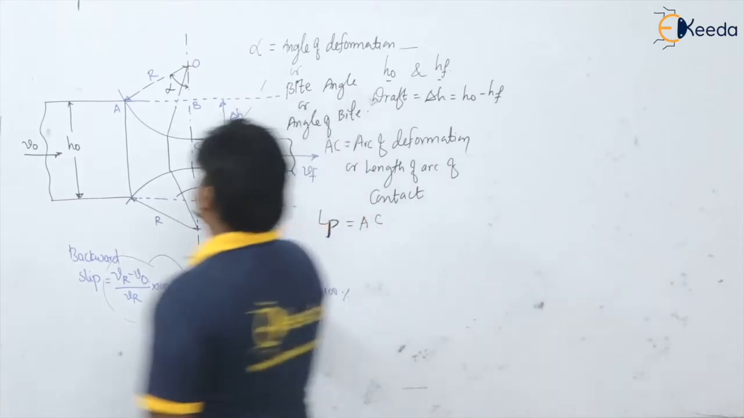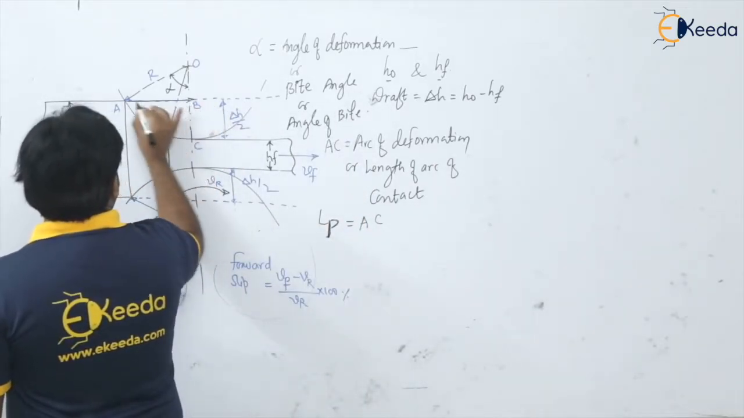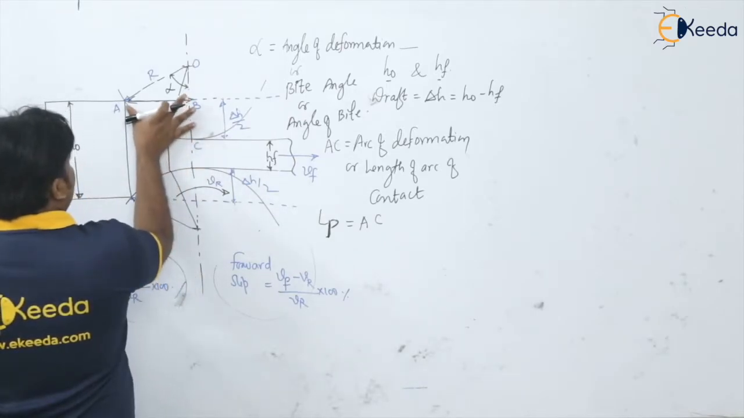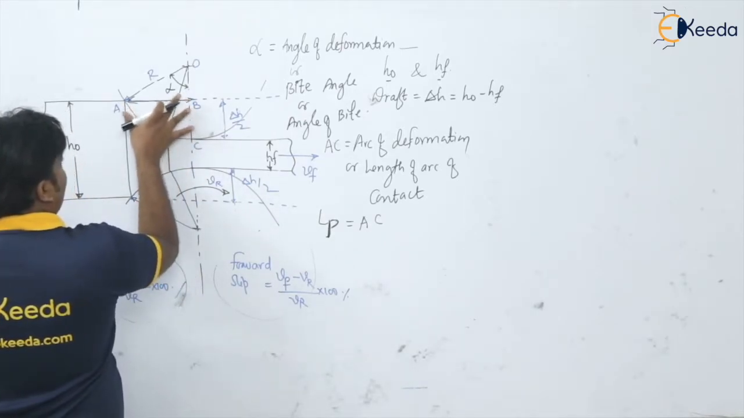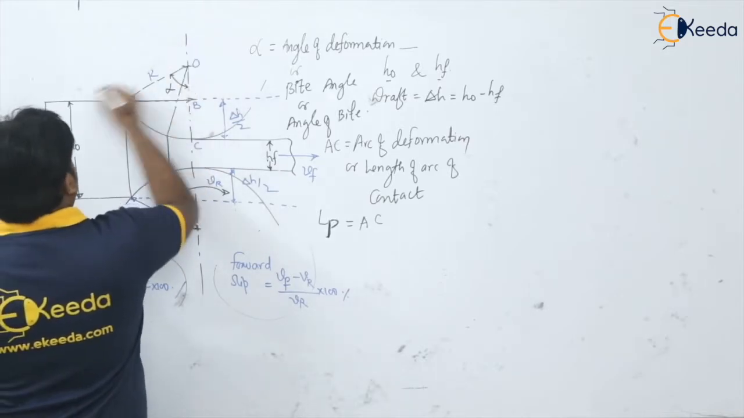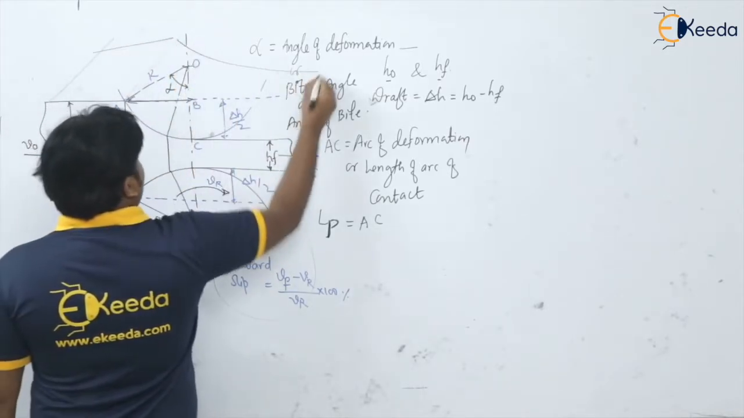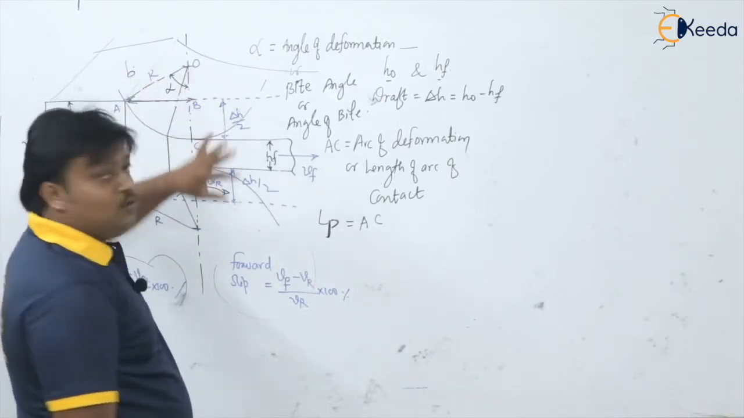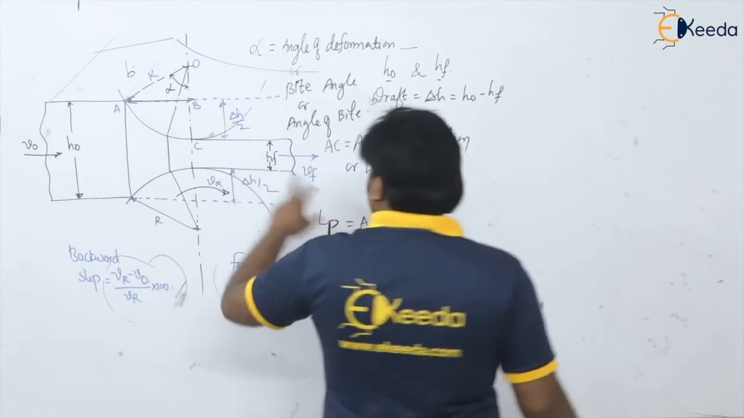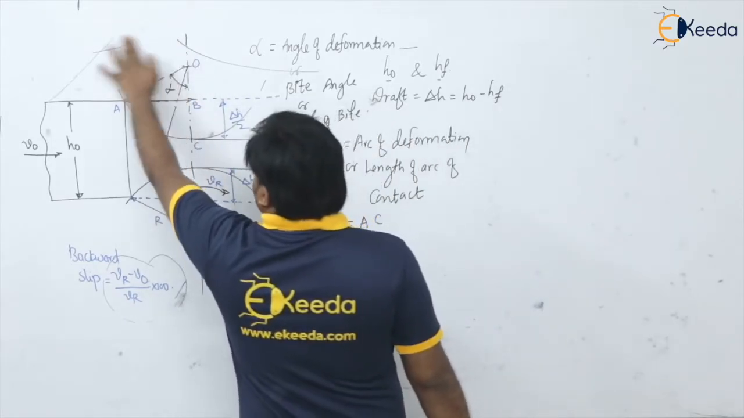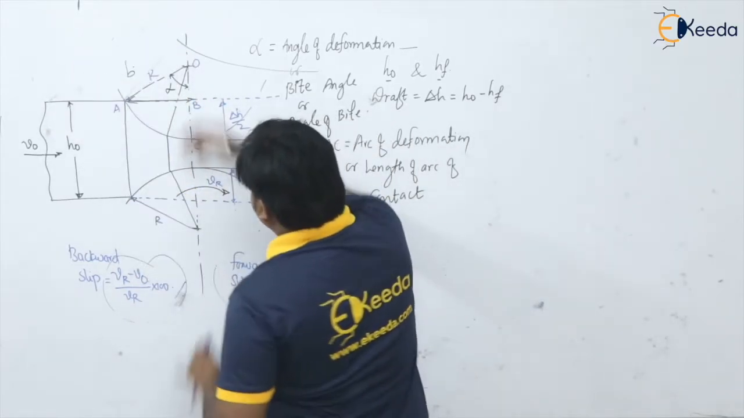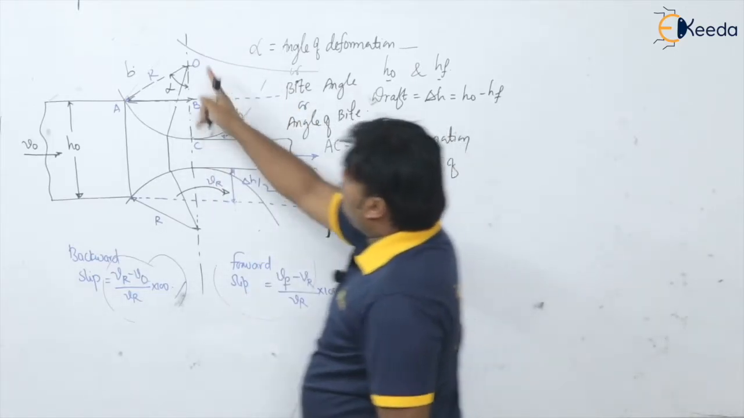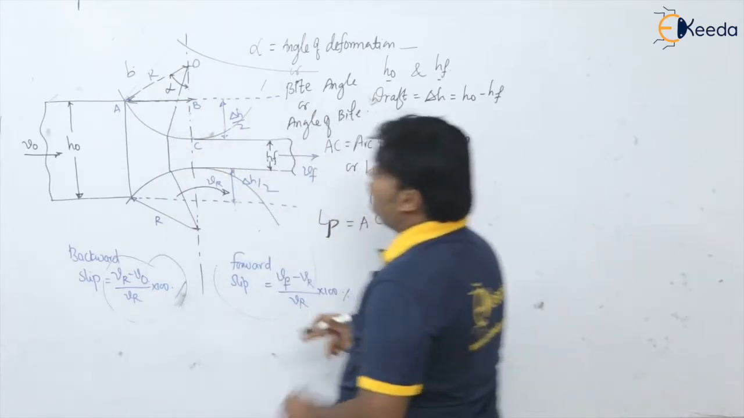This distance is AB. AC is the arc, but we actually use the projected area of deformation, which will be this AB into whatever the width of this plate is. We'll get the projected or contact area to find out the pressure. So let us see in this diagram, again OC is R. OC is nothing but the radius of the roller. OA is again the radius of the roller.